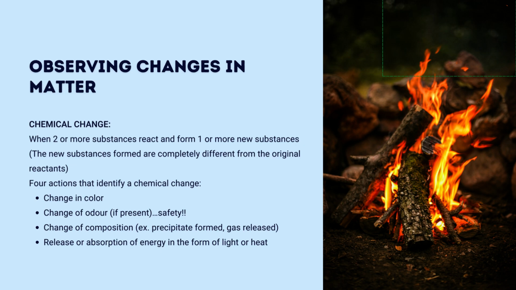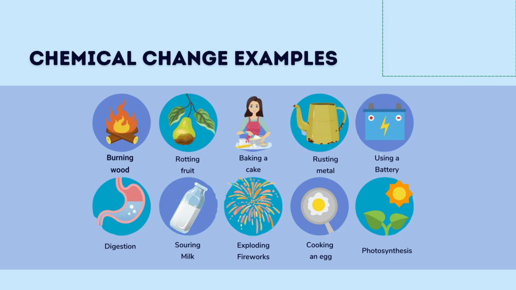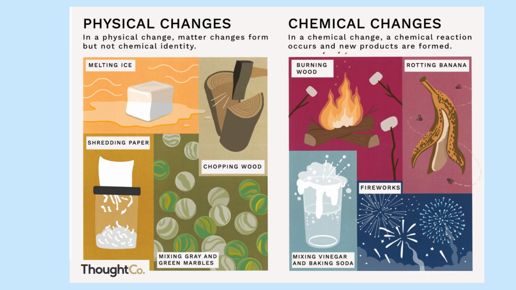Examples of chemical changes include the rusting of iron, the burning of wood, and the digestion of food in the body. On this slide, you can see some additional examples of chemical changes, including burning wood, as mentioned, rotting fruit, baking a cake, using a battery, the souring of milk, exploding fireworks, cooking an egg, and photosynthesis. We will finish up with a summary and examples of physical changes versus chemical changes.